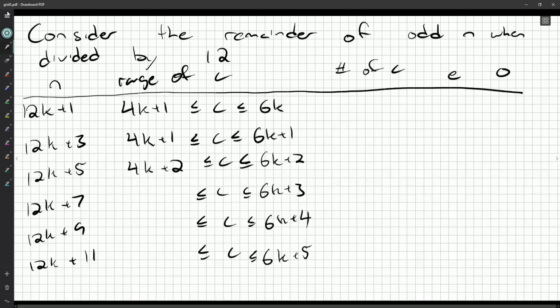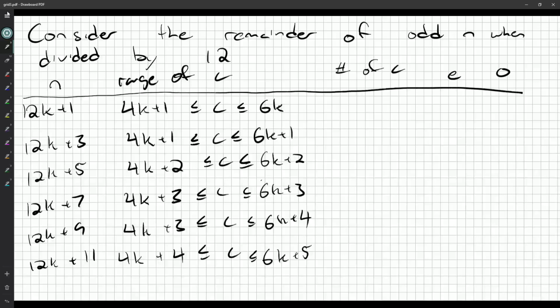Okay, dividing this by 3, you'll get 4k. Then you'd get 2 and 1/3, which has to be rounded up to 3. Dividing this by 3, you get 4k plus 3, nice and simple. And then 12k plus 11, 4k plus, that has to round up to 4. Okay. So 1, 1, 2, 3, 3, 4.